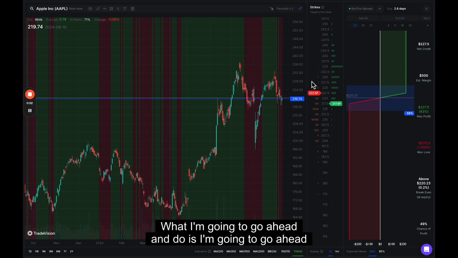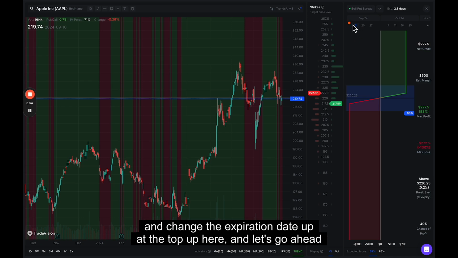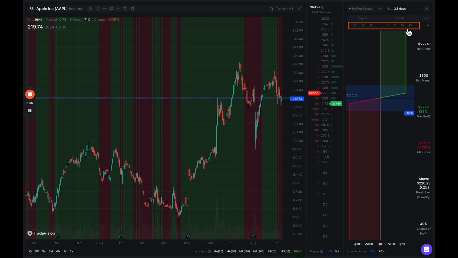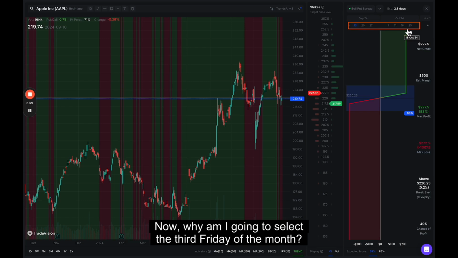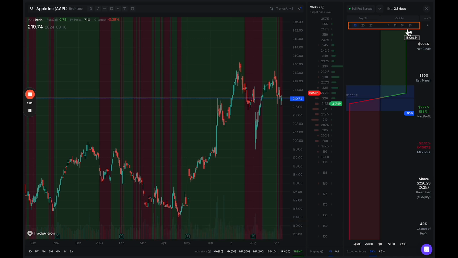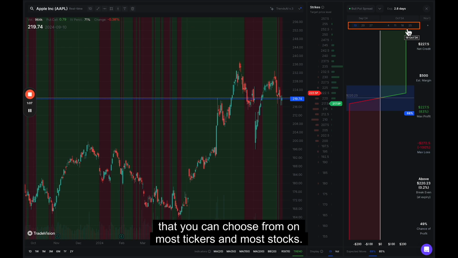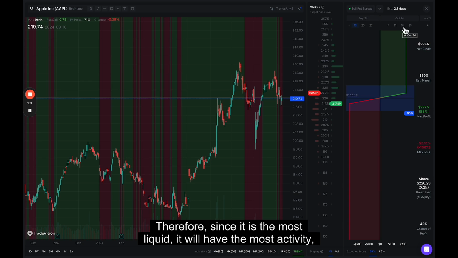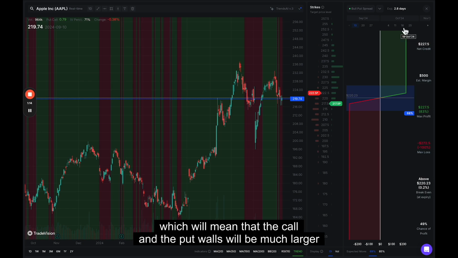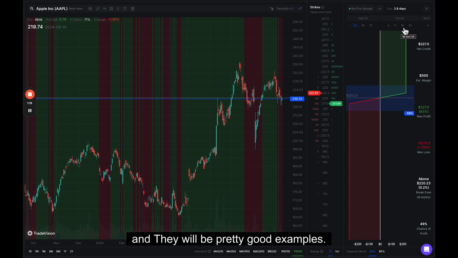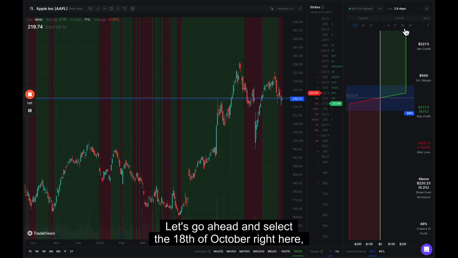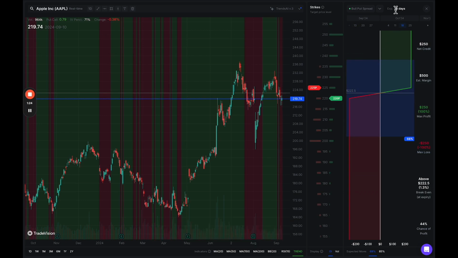So what I'm going to do is change the expiration date up at the top here, and let's select the third Friday of the month. Now, why am I going to select the third Friday of the month? The third Friday of the month is usually the most liquid option date selection that you can choose from on most tickers and most stocks. Therefore, since it is the most liquid, it will have the most activity, which will mean that the call and the put walls will be much larger, and they will be pretty good examples. So let's take a look. Let's select the 18th of October right here, 38 days away for Apple.